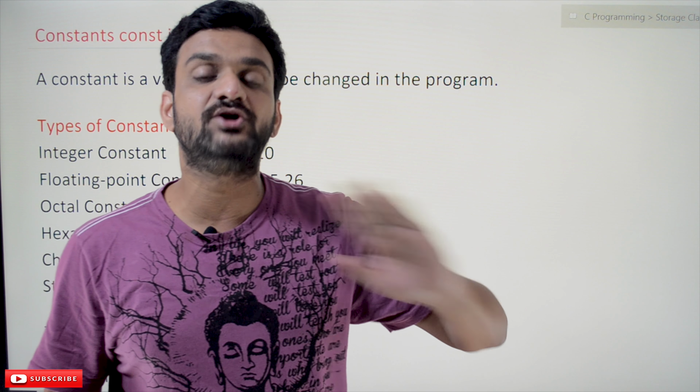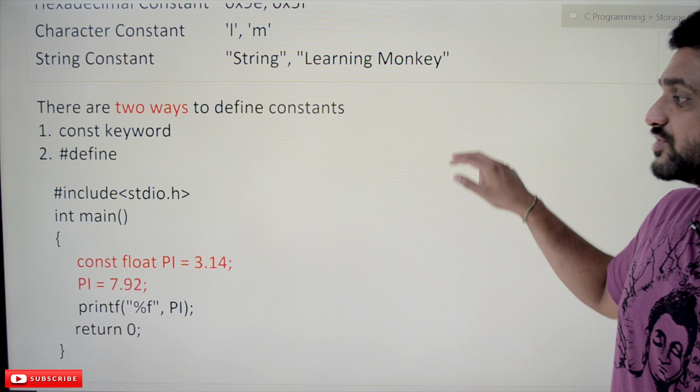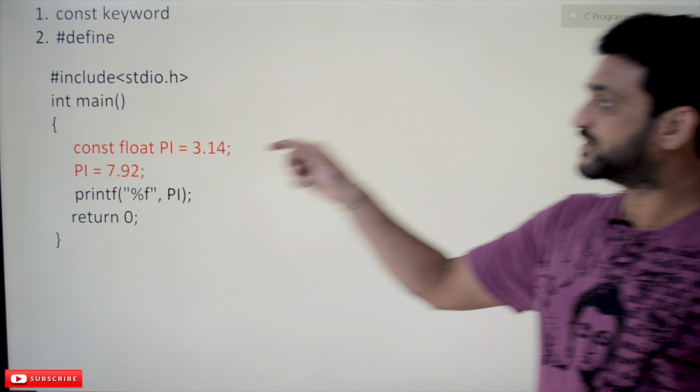We'll try to understand the concept of constant by using a program. And this is the program, and the keyword that we have to use to define a constant in the program is const, C-O-N-S-T, and the data type of that constant. For example, if you want to create a floating point constant, then we have to use float. Pi is the name of the constant, is equal to 3.14.